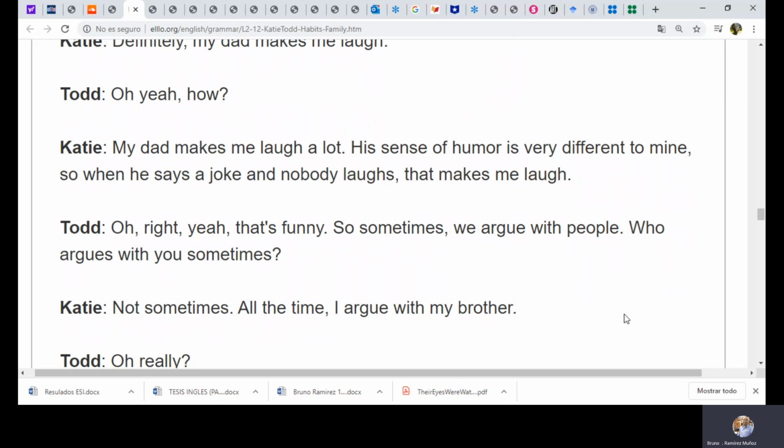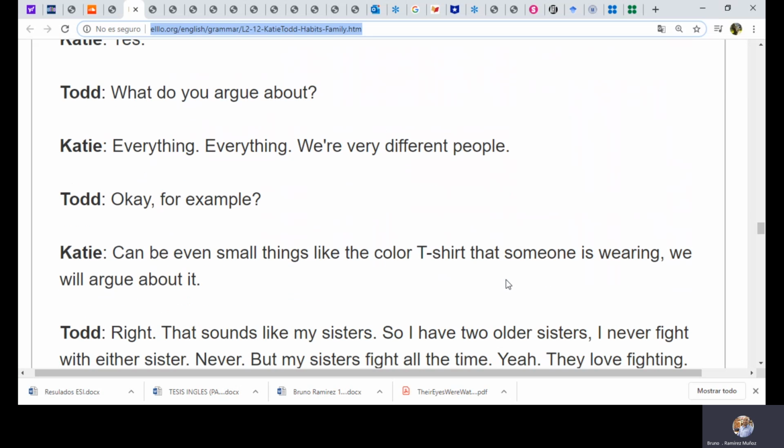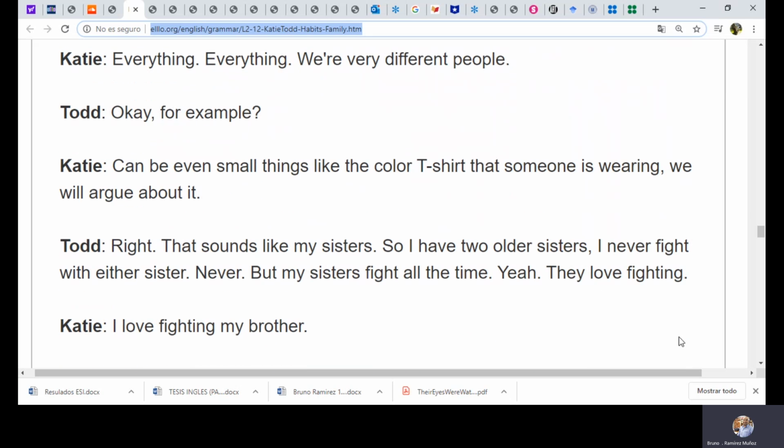So sometimes we argue with people. Who argues with you sometimes? Not sometimes, all the time, I argue with my brother. Oh, really? Yes. What do you argue about? Everything. We're very different people. Okay. For example? It can be even small things like the color t-shirt that someone is wearing. We will argue about it.